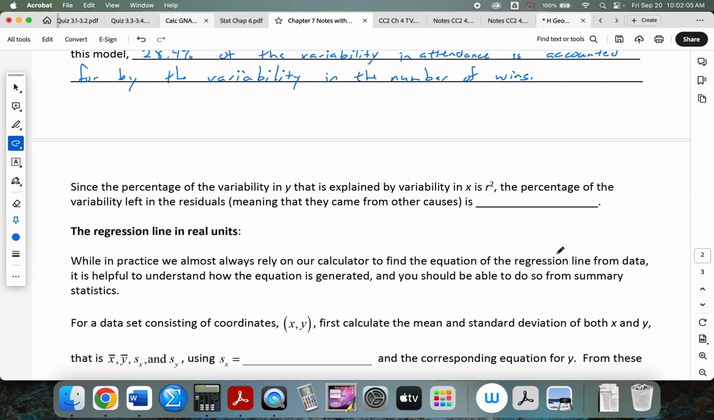All right, so since the percentage in variability in y that's explained by the variability in x is r squared, the percentage of variability left in the residuals, meaning that they came from other causes, is 1 minus r squared.